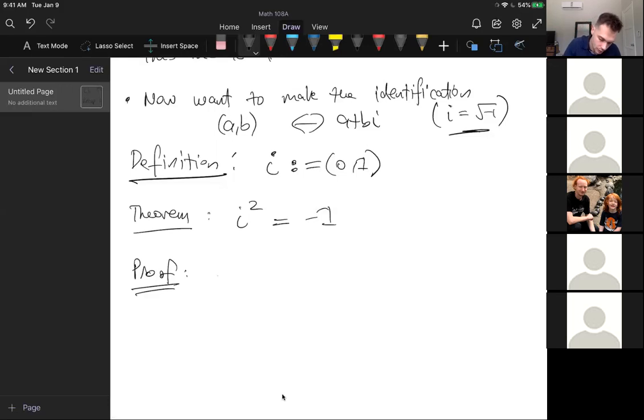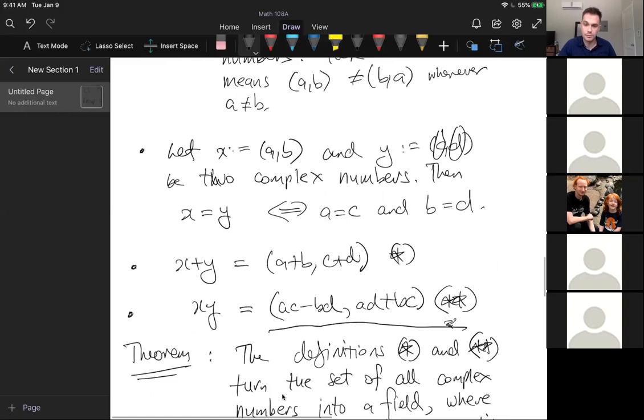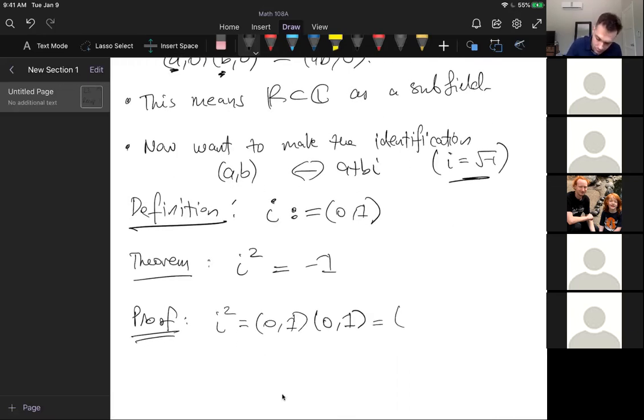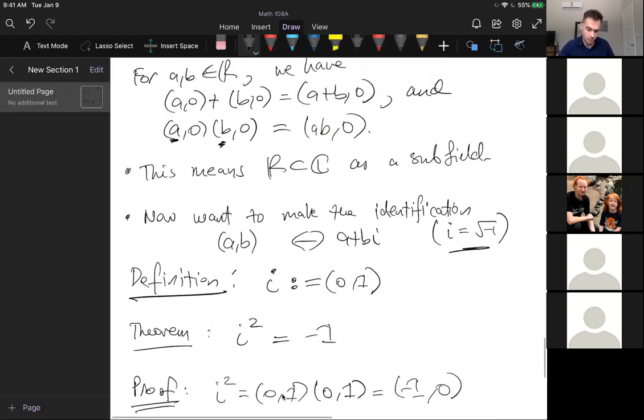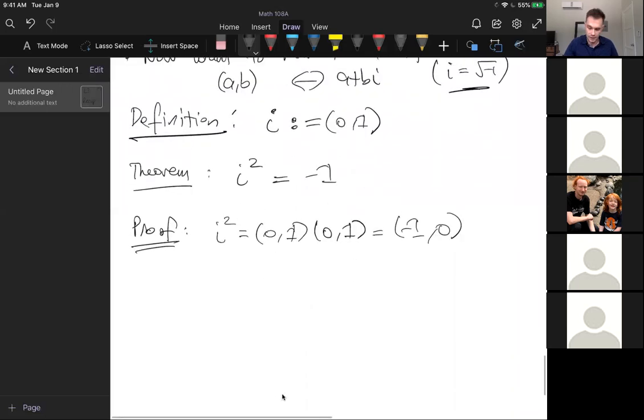So this means that i squared is going to be (0, 1) multiplied by (0, 1). And then if I scoot back up here and see the multiplication law and perform it on this product, you're going to get (-1, 0), like this. But in the previous theorem here, we identified the reals with the first component, right? And so now I've got -1 in this first component and 0 in the second component. So that's the proof.